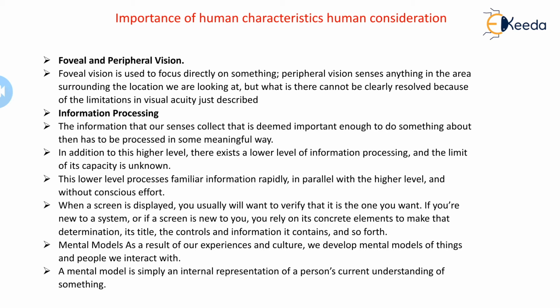Then next you have foveal and peripheral vision. Foveal vision is used to focus directly on something. Peripheral vision senses something in the area surrounding the location we are looking at.